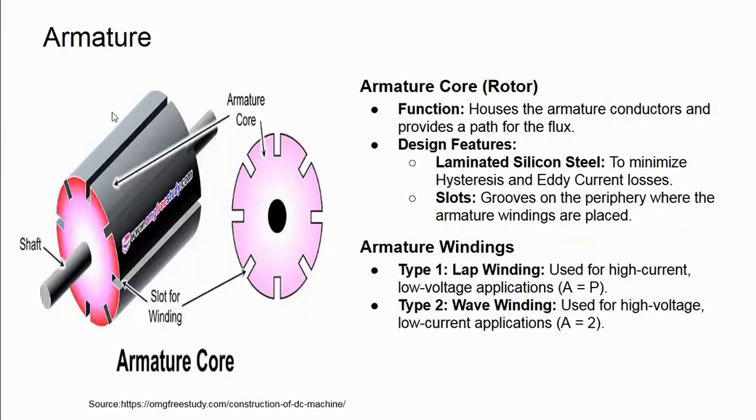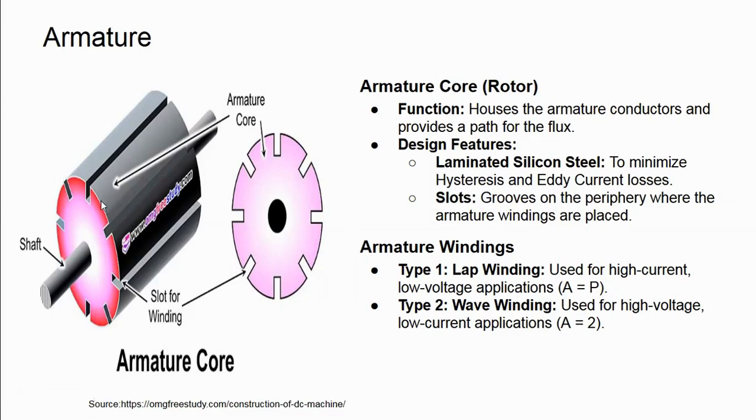Then we have the armature, which has armature core and also armature winding. This is the armature core, and the armature core will have the slots on its surface. Into those slots, armature windings will be placed. The armature slots will be housing the armature windings. The armature core will be laminated. Why? Because to reduce the eddy current losses and the hysteresis losses.